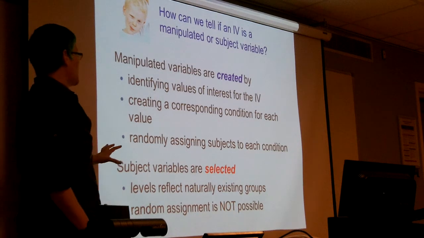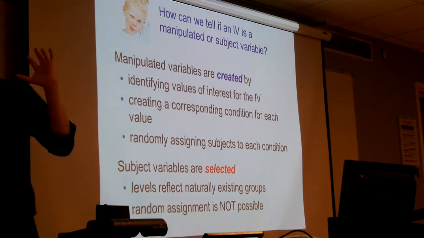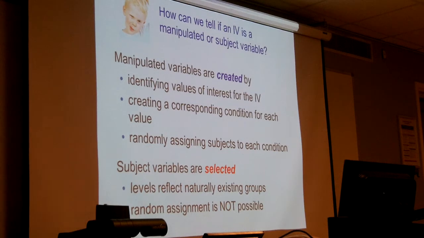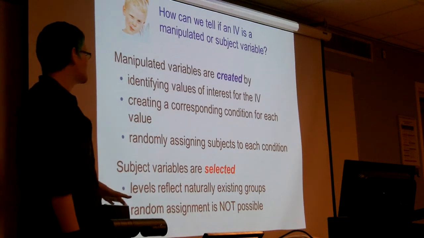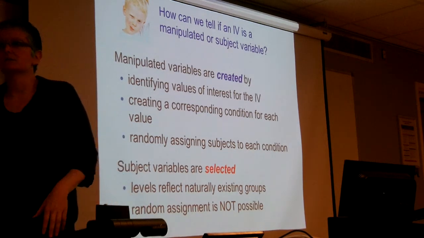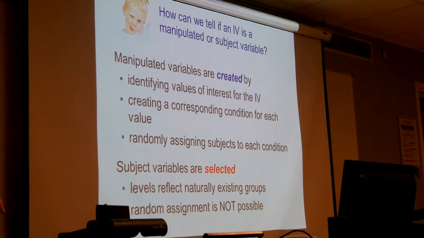So if I'm simply selecting people from the population because they have the property I already want, then we're talking about a subject variable. But if I just select people and then randomly assign them to the conditions that I made up, then we're talking about a manipulated variable. But it's not possible to randomly assign people to the levels of a subject variable. You just can't do it, because they have to already have the characteristic. It's part of what a subject variable is.